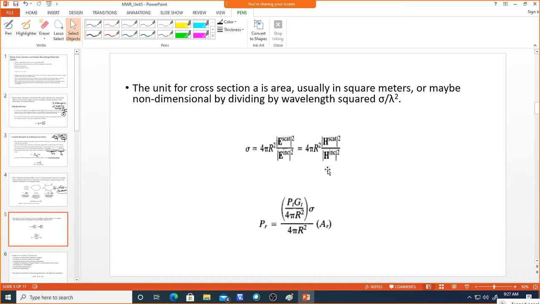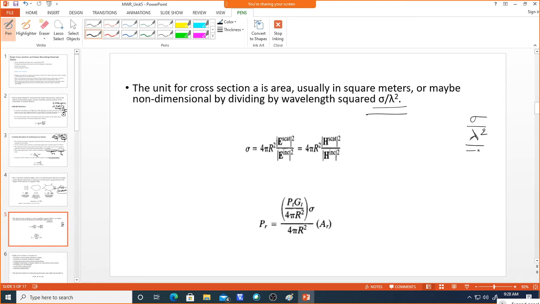Now the unit for cross section, as I said already, is the area intercepted by the target. That area will be measured in square meters, or in non-dimensional form by dividing by the wavelength. If you don't want dimensions, generally we use lambda, because the target size or specification is also in terms of lambda, like 0.1 lambda, 0.2 lambda. With respect to lambda they will specify. So if you want a non-dimensional quantity of this RCS, we can normalize with respect to lambda square.